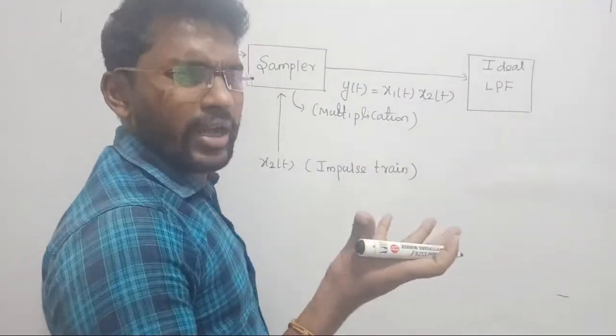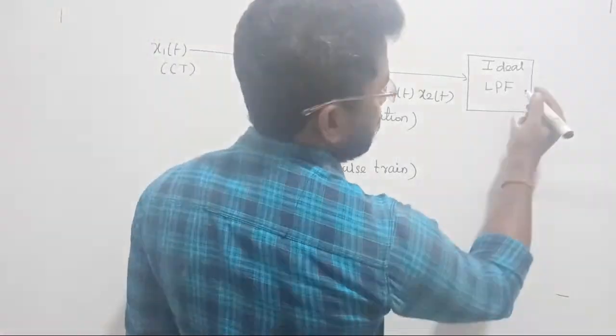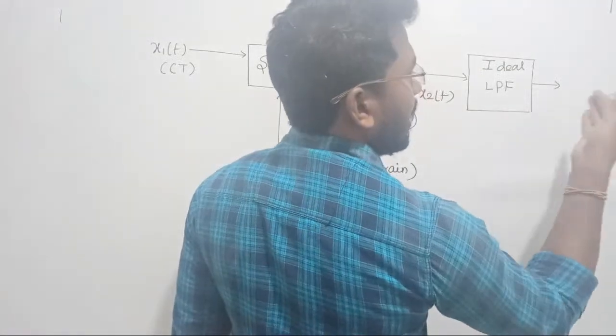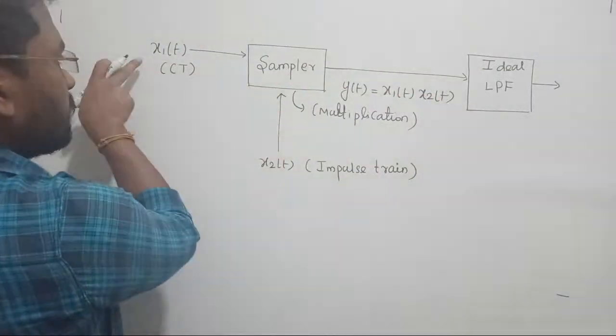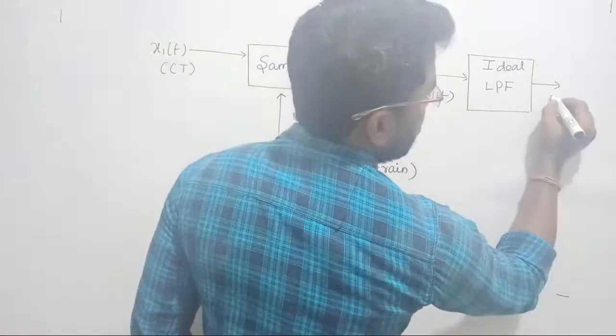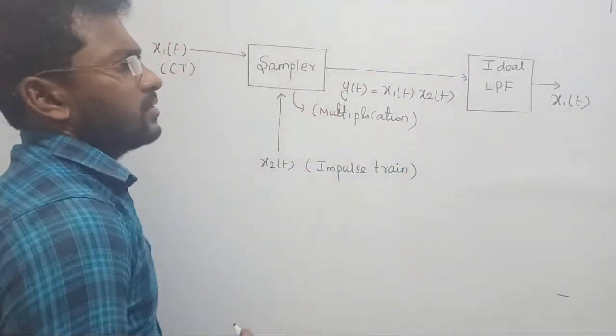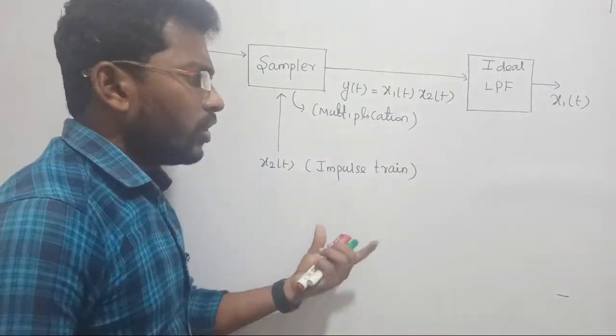So that is the ideal low pass filter, and the output of the ideal low pass filter is going to be the recovered signal. Or you can simply call it the same signal that I have passed here, which you can get at the output. Clear? Yes, that's all. That is what we are doing in our system.